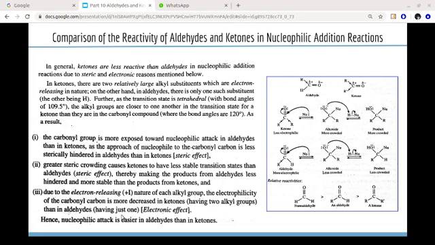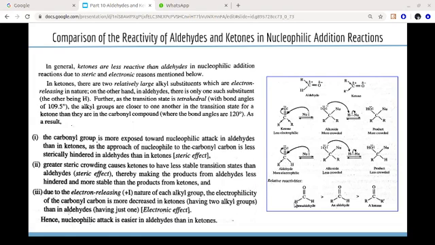The electrophilicity of the carbonyl carbon is more decreased in ketones having two alkyl groups than in aldehydes having just one. This is the electronic effect that we already discussed. That means in the case of ketones we have two alkyl groups, so the electron releasing effect is more, so the carbon becomes less electrophilic, so nucleophilic attack will be less in the case of ketone than in the case of aldehyde.